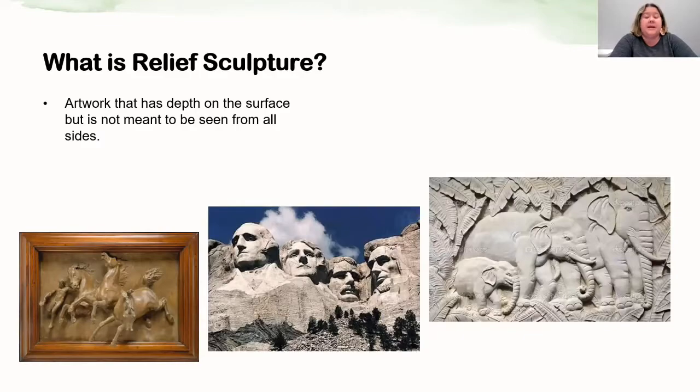Today we are going to do a type of sculpture which is called a relief sculpture. Relief sculptures are artwork that has depth on the surface, but is not meant to be seen from all sides. Some examples are shown on the screen, such as carvings and even Mount Rushmore. If you look at these works of art from the back, you will see a flat surface. From the front, they have detail and dimension, such as the elephants, the horses, and of course, Mount Rushmore.